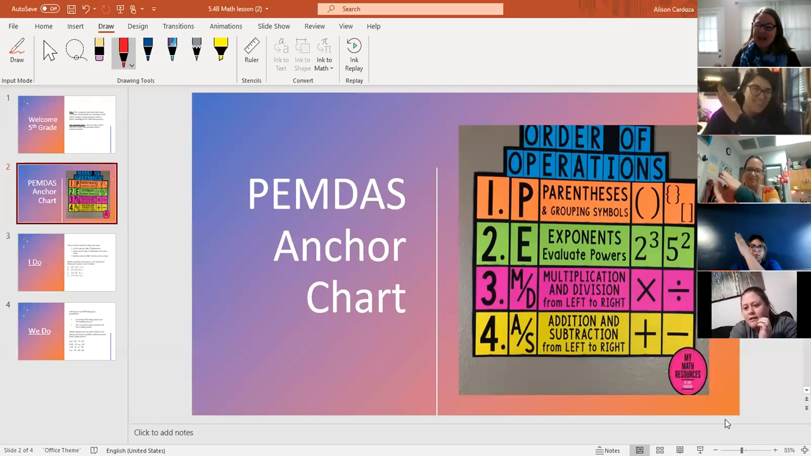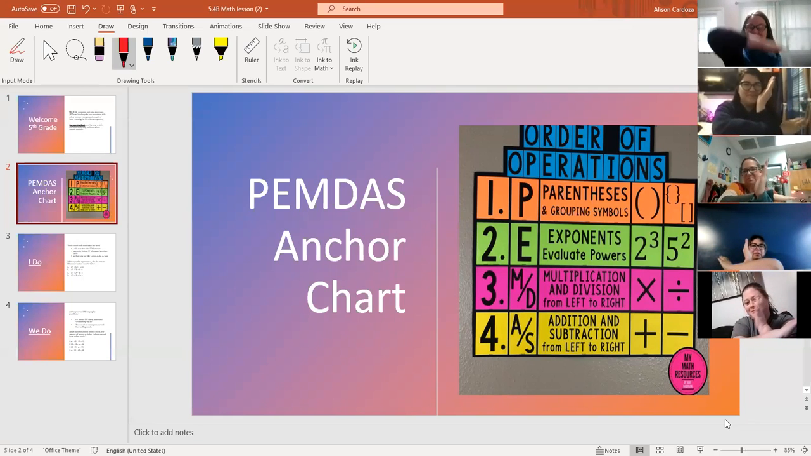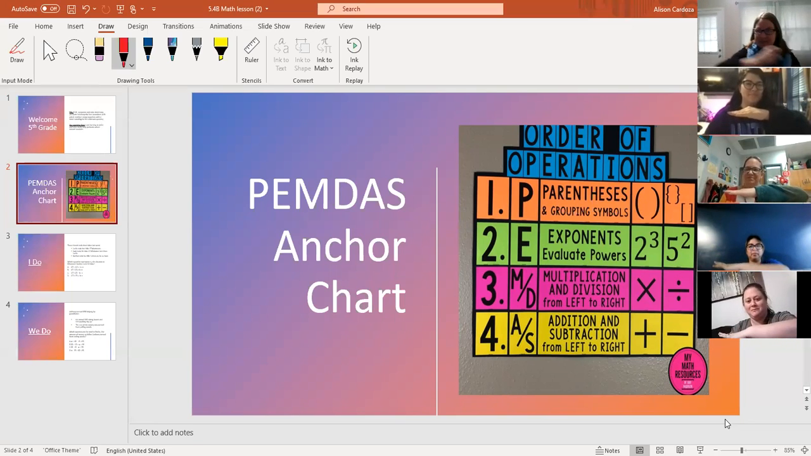Division. And so division goes left to right. Everybody go left to right. Left, right. Okay. And addition. Everybody do addition. Okay. Subtraction. Subtraction. Left to right. Good job.